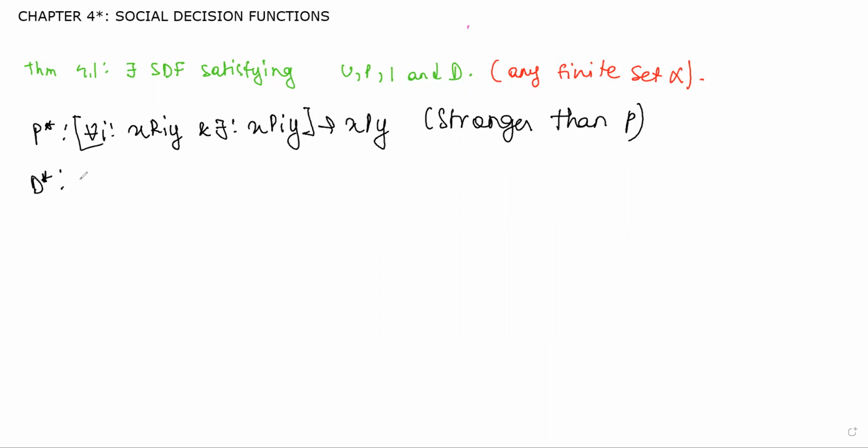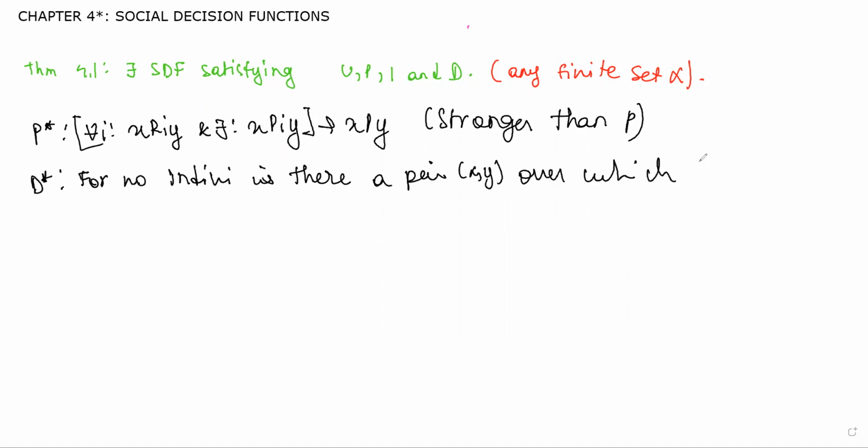Condition D star, which is that for no individual is there a pair x, y over which he is decisive, over which he is a dictator. So D star is also stronger than D. How? Because D rules out any global dictator. It says that there cannot be an individual who is decisive over every pair. Here we say there is no individual who is decisive even over a single pair. Right? So this rules out local dictatorship as well.